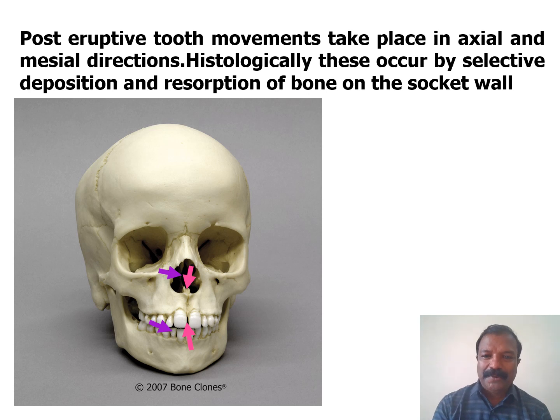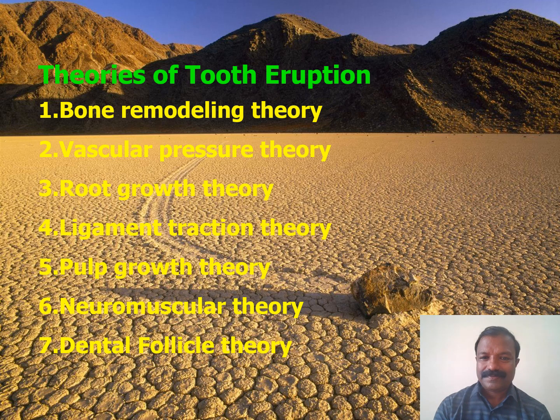So this post-eruptive tooth movement, which takes place in axial and mesial direction, historically there will be selective deposition and resorption of bone on the socket wall. Now we move on to the theories of tooth eruption. We have various theories proposed regarding the tooth eruption.